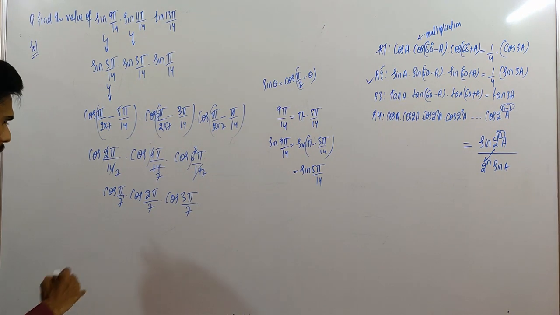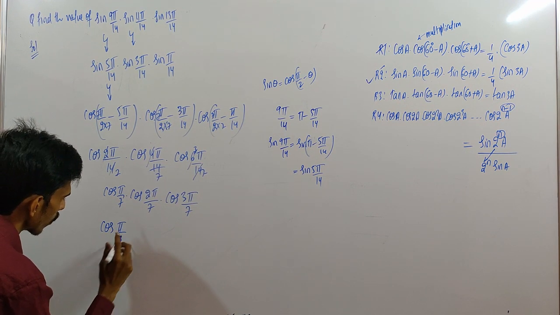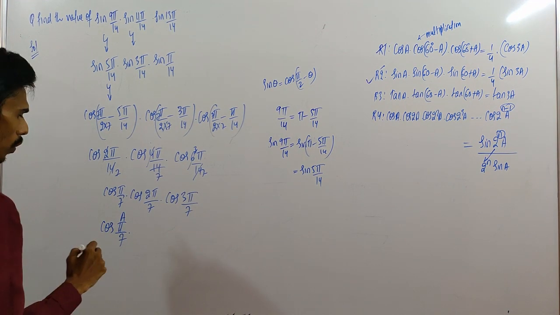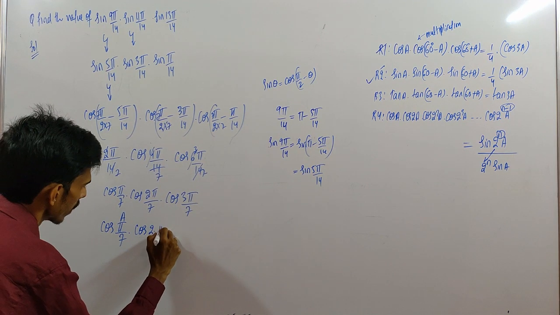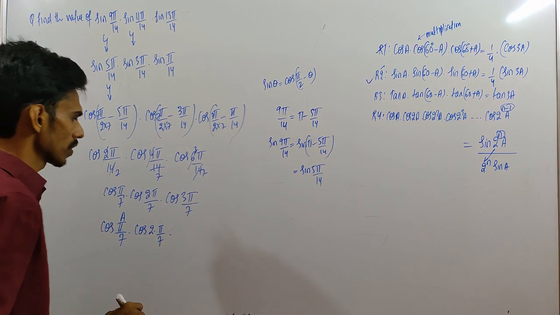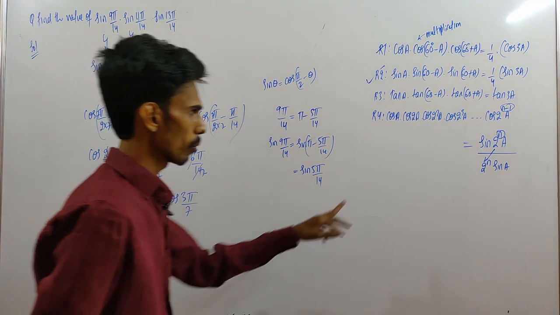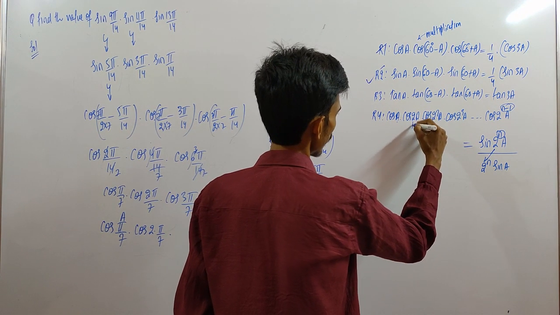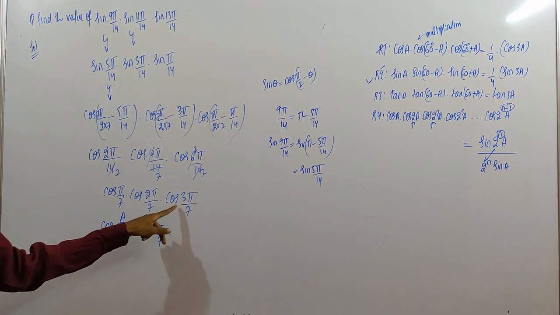Now we have cos pi by 7. Take it as a: cos a into cos 2a, into cos 3 pi by 7. For the formula cos a, cos 2a, cos squared a, it should be in multiples of 2, 2 power 2, 2 power 3. Here we have 3, we have to convert this.